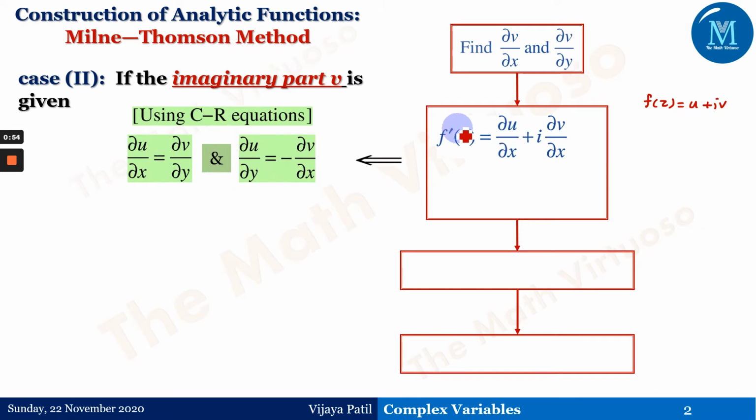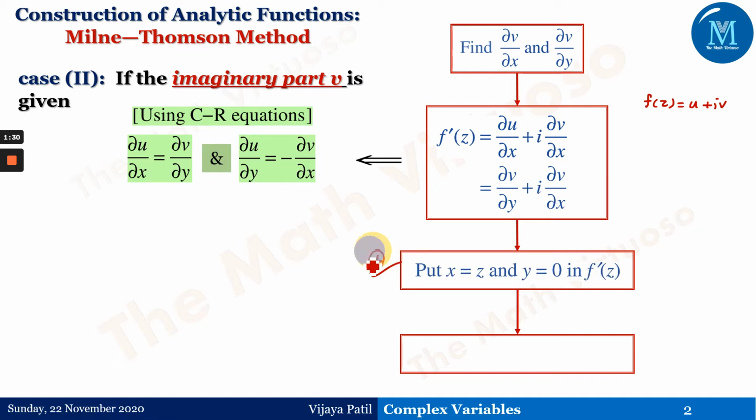Now we have been given the imaginary part. That means we don't know the real part of the function, and therefore we have to use the CR equations. That is, dou u upon dou x is the same as dou v upon dou y, and dou u upon dou y is the same as minus dou v upon dou x. After substituting the CR equations, we get dou v upon dou y plus i times dou v upon dou x. So f dash of z will be dou v upon dou y plus i times dou v upon dou x.